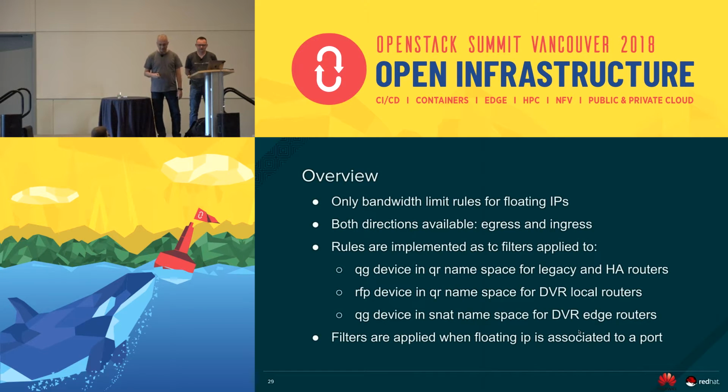In the case of floating IPs, we only implemented bandwidth limit rules. We support both Ingress and Egress, so essentially both directions. And as you might remember, in the case of floating IPs, it depends. A floating IP can reside in a network node in the case of legacy routers, or it can reside in the compute nodes in the case of DVR. So one of the key challenges when we were implementing this functionality was to decide where the bandwidth rules needed to reside. Essentially, we came up with 3 rules which are pretty simple.